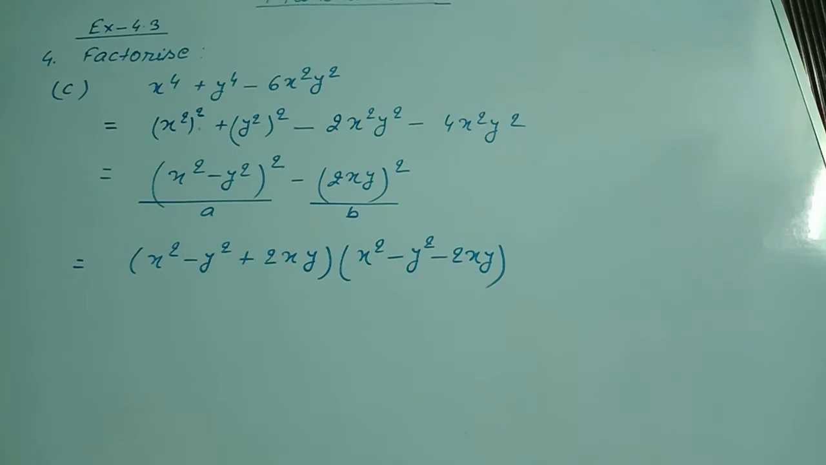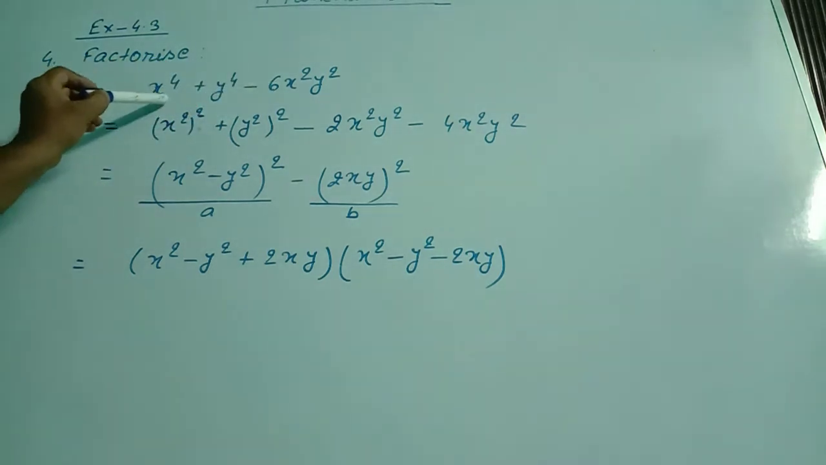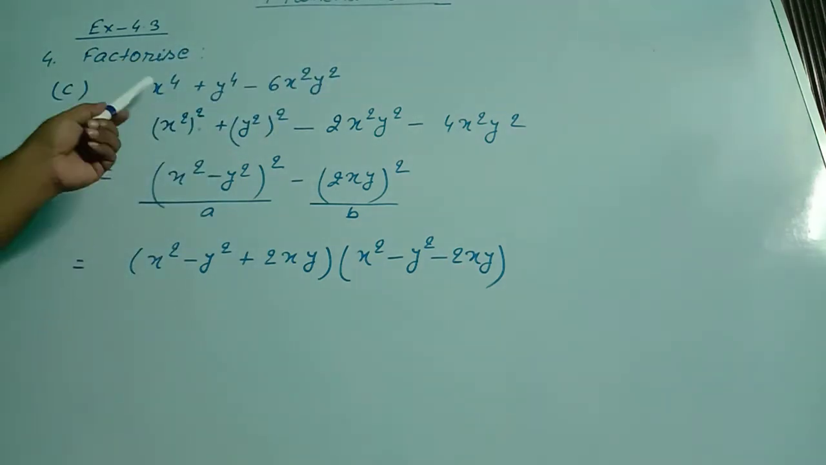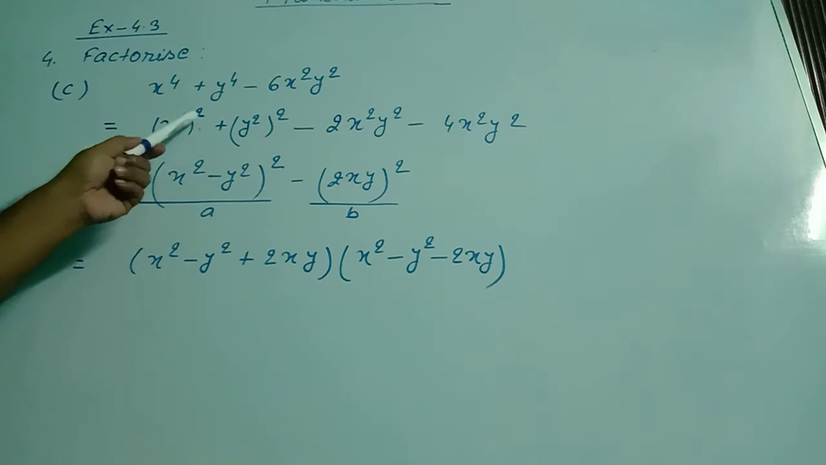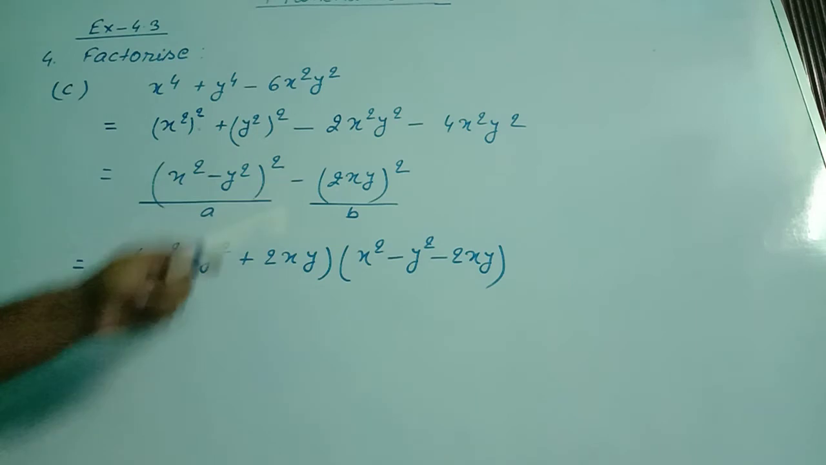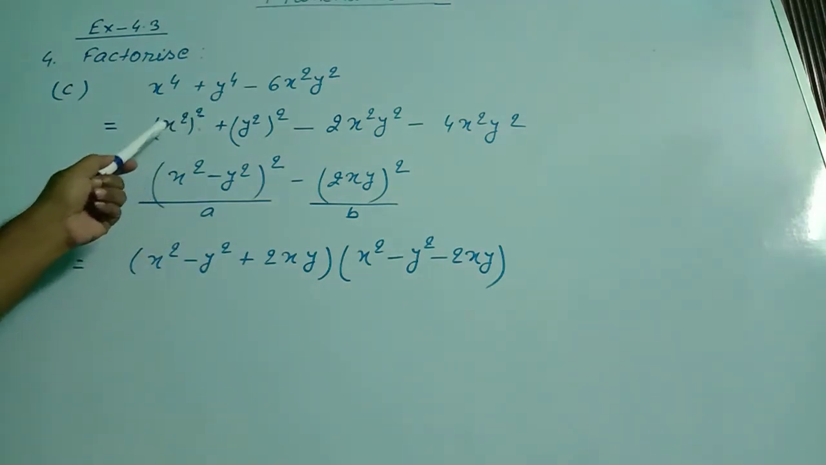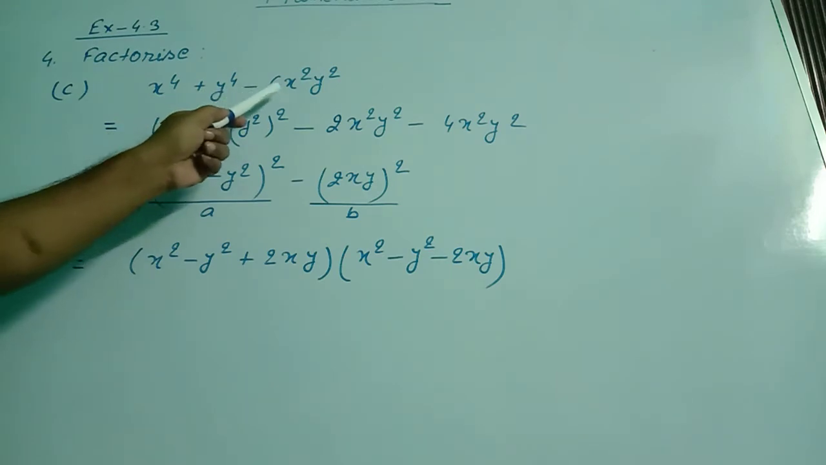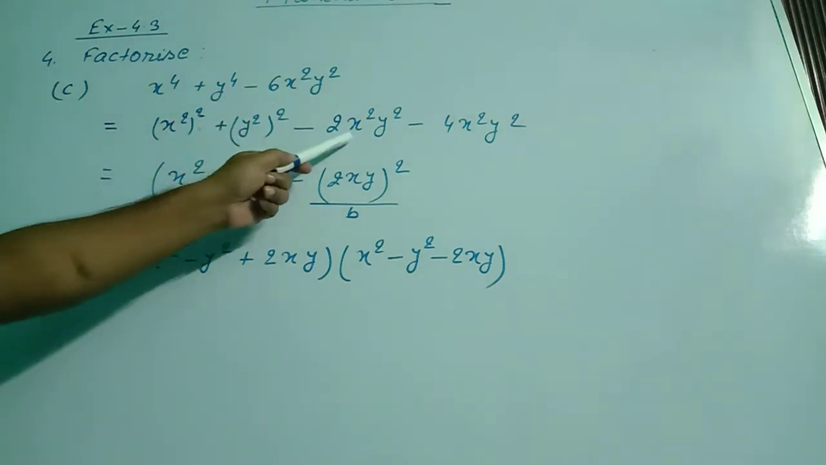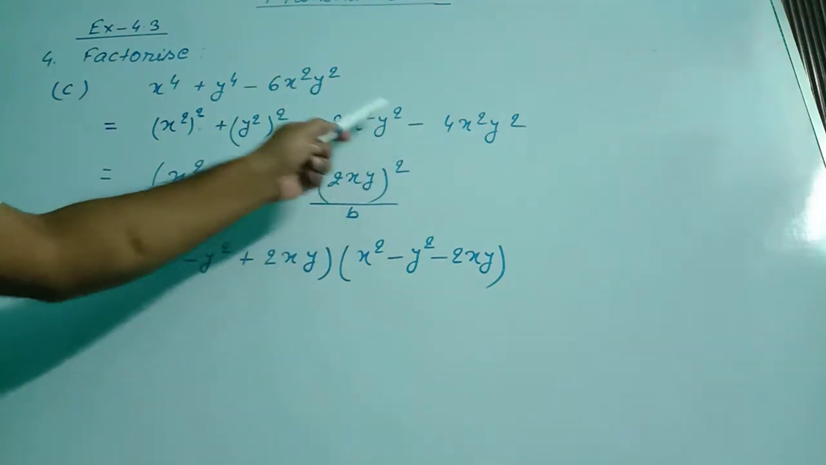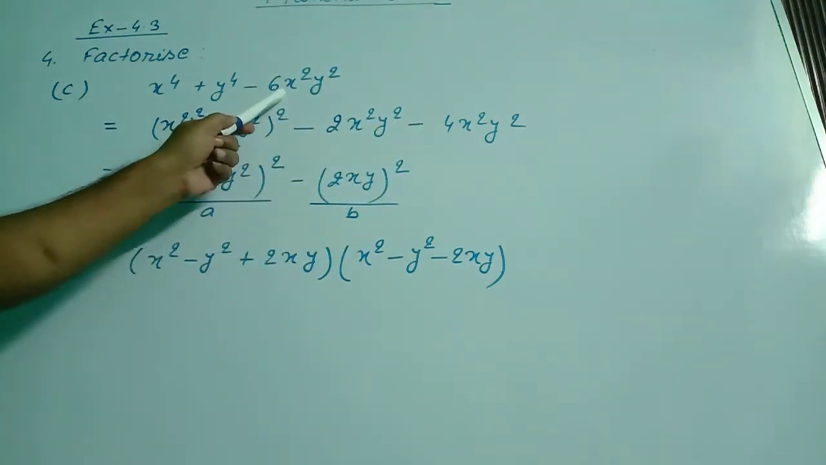Question number 4C. We are asked to factorize this expression, x to the power 4 plus y to the power 4 minus 6x square y square. I have written this x to the power 4 as x square whole square plus y to the power 4 as y square whole square, because 2 into 2 is 4, x to the power 4, 2 into 2 is 4, y to the power 4, and I have split this as minus 2x square y square minus 4x square y square. So minus 2x square y square minus 4x square y square we can get back as minus 6x square y square.